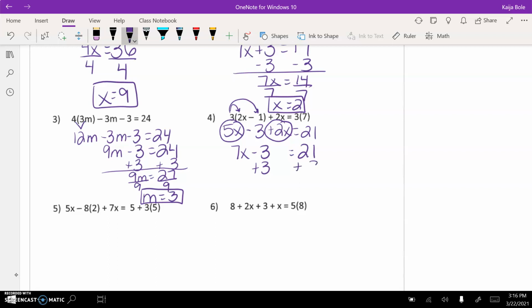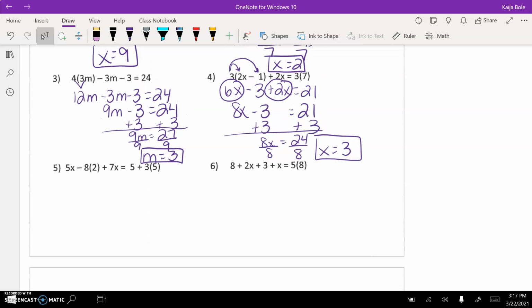Oh goodness, I have a typo here. Hold on. This shouldn't be 5x, this should be 6x. 6x, and then 6x plus 2x would be 8x. There we go. So then I have 8x equals 24. Divide by 8 on both sides, and I get x equals 3 again.